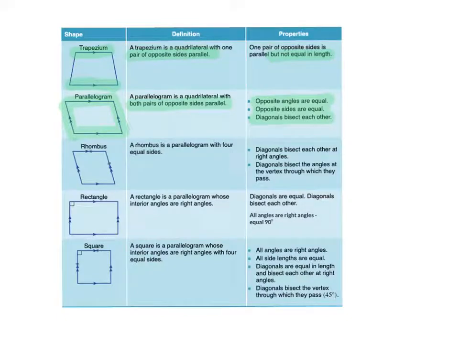A rhombus is a parallelogram, but all four sides are equal. So it has the same properties as a parallelogram. In addition, diagonals bisect each other at a right angle, and diagonals bisect the angles at the vertex through which they pass. That was a rhombus.